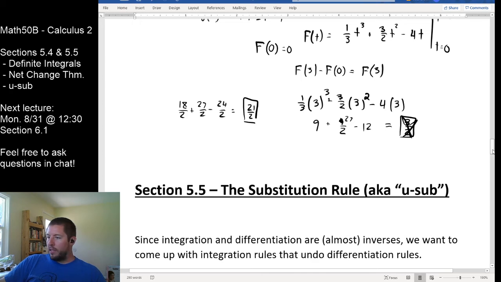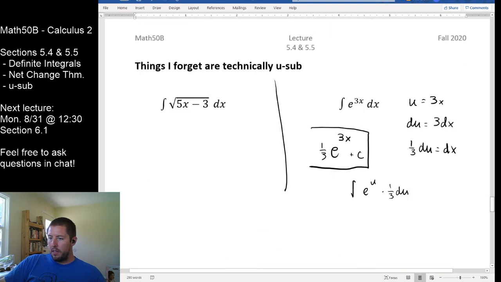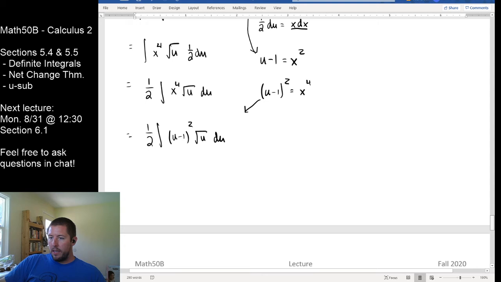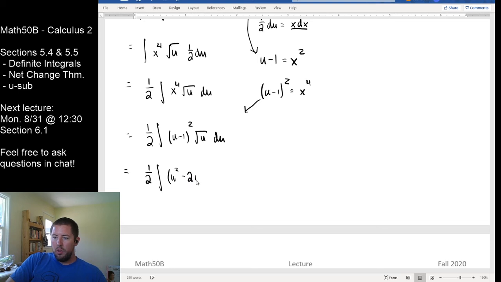Boy, does it hate scrolling when I've got a bunch of writing on the screen. Okay, so here we are. The point is, this still does not look integrable to me, but I can do some algebra. Remember what we said earlier. Anything that's like a polynomial is usually best written completely expanded. So I'm going to rewrite this as u squared minus 2u plus 1 root u du. And then I'm going to multiply it all out.